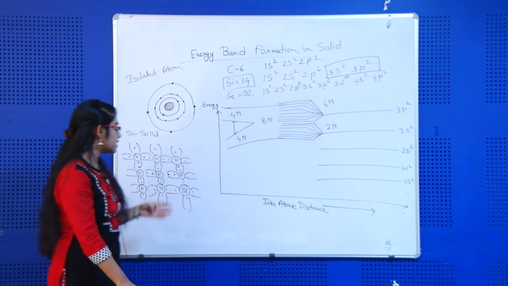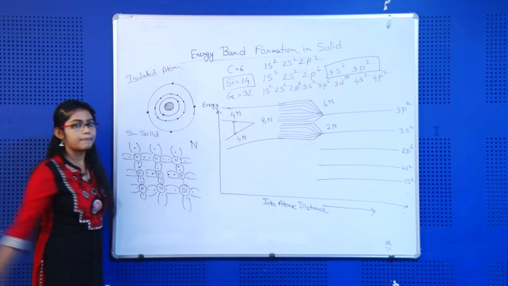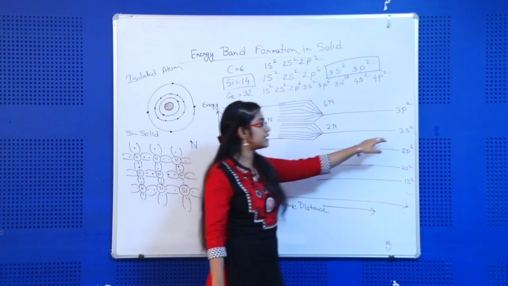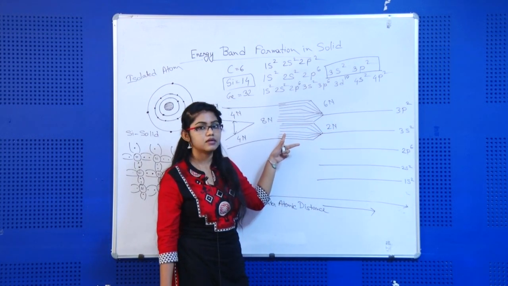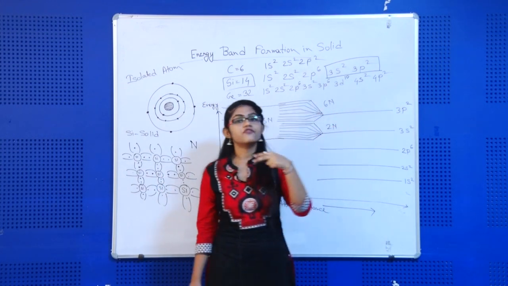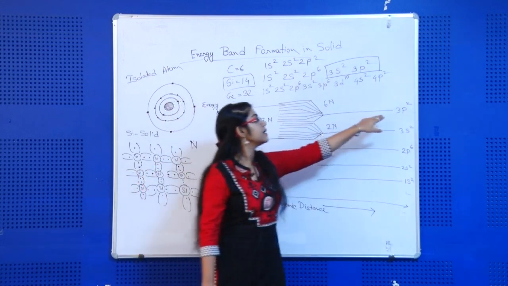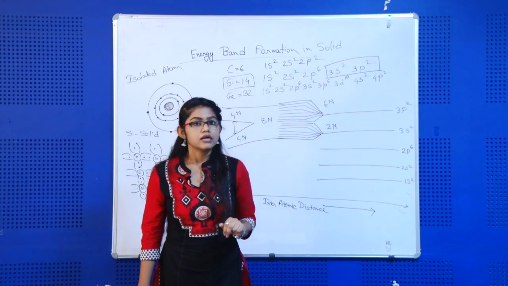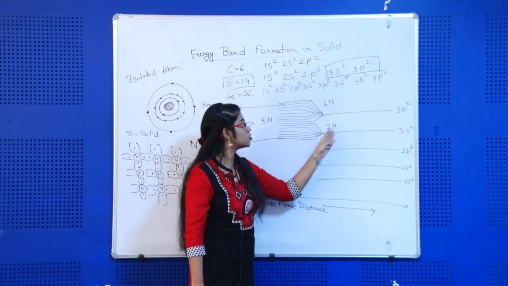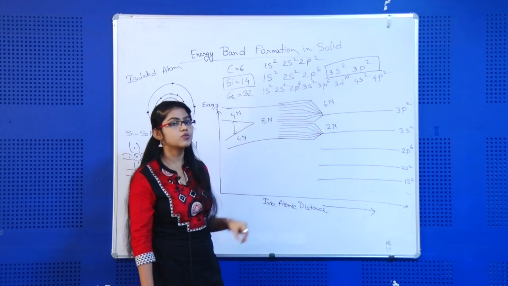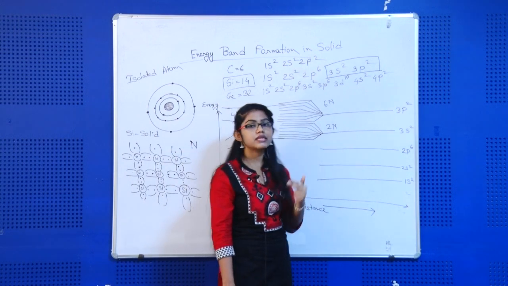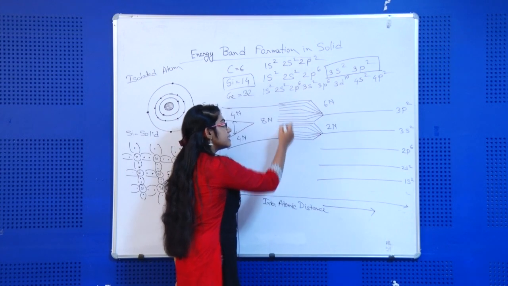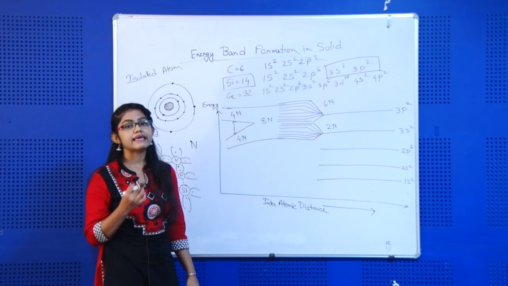Suppose there are a total of n atoms, n constituent particles. If n atoms are there, then this 3s will split into n levels. In the same way, if n atoms are participating, then 3p will also split into n levels. So this is 2n. Why is the capacity of 3s 2n? Because each s level can occupy only 2 electrons, and each p level can occupy 6 electrons. So together the hybrid energy level will carry 8n states.